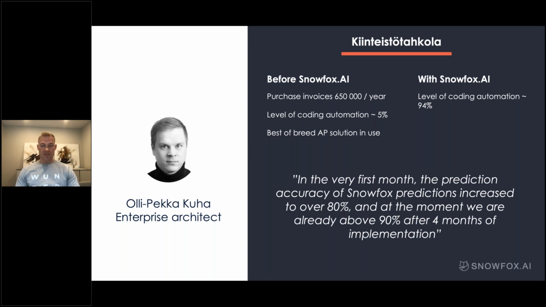And they really had the best-of-breed AP solution in use. But still, their business and environment were so complex that it was really hard to build the automation using rules only. But today, with us, the level of coding automation is 94%, and you can imagine that a lot of manual work is saved with this high invoice volume.